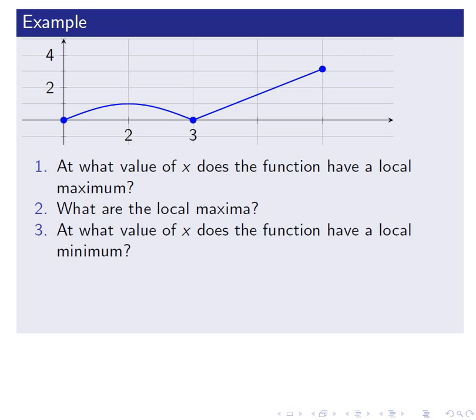Do we have any local minima? If so, where are they? Where do they occur? Now we're looking for low points. So I'm seeing 2 points that are lower than everything else in a little neighborhood. I see one obvious choice right here where we go from decreasing to increasing. So there at x equals 3, I see a winner.